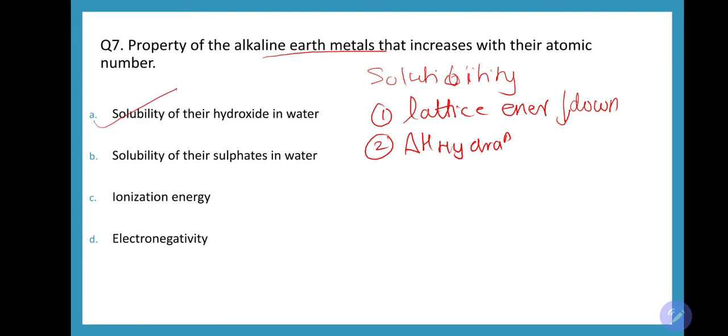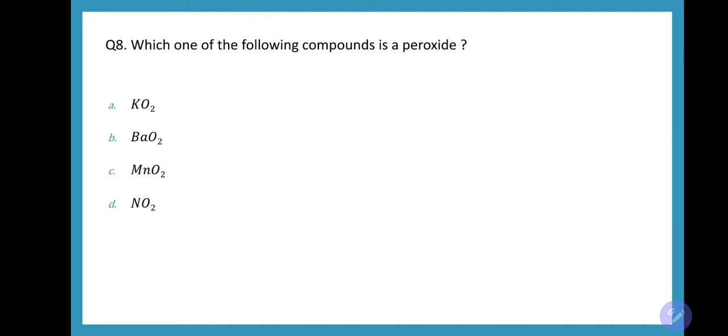Why? Because lattice energy will decrease as we go down the group, and the decrease in lattice energy is more than the decrease in hydration energy. So solubility of their hydroxide in water is the property of alkaline earth metals that increases with the atomic number. Clear? Okay, now let us see the next question. Which one of the following compounds is a peroxide? Over here, barium dioxide is the peroxide. It has the peroxide linkage.